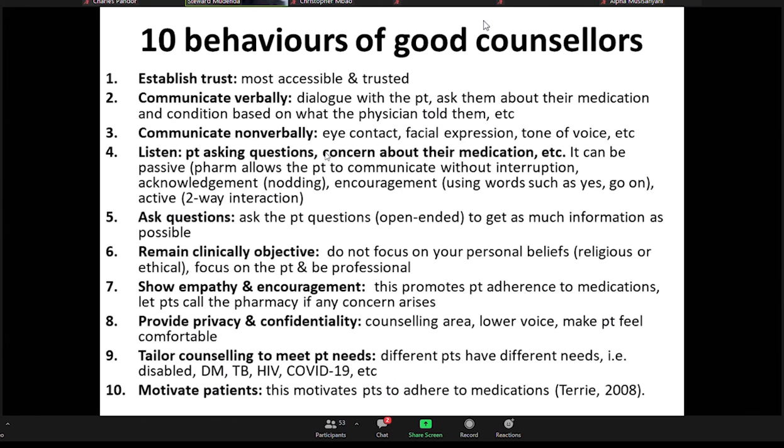Maintain privacy and confidentiality. Who has ever worked in a private hospital or even in a public hospital? Who has ever worked in a private pharmacy? No one.